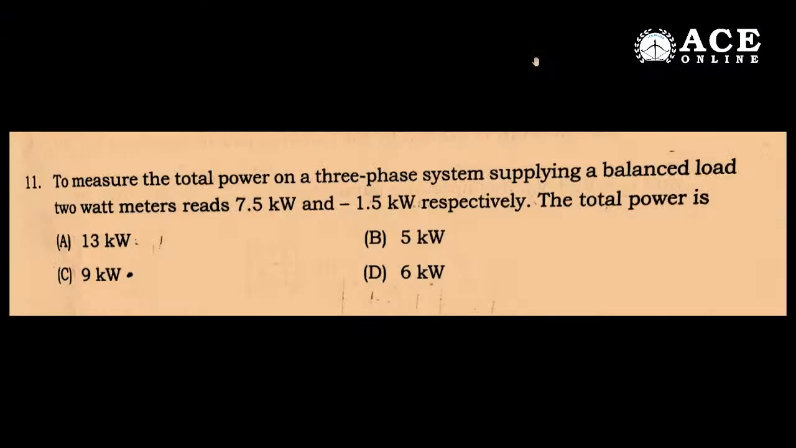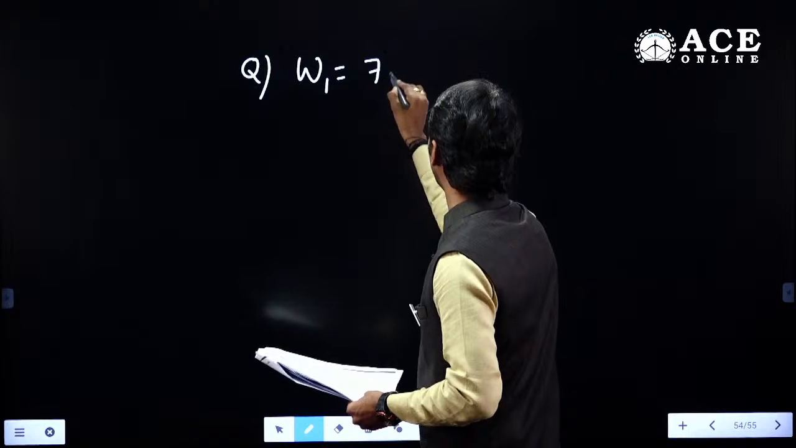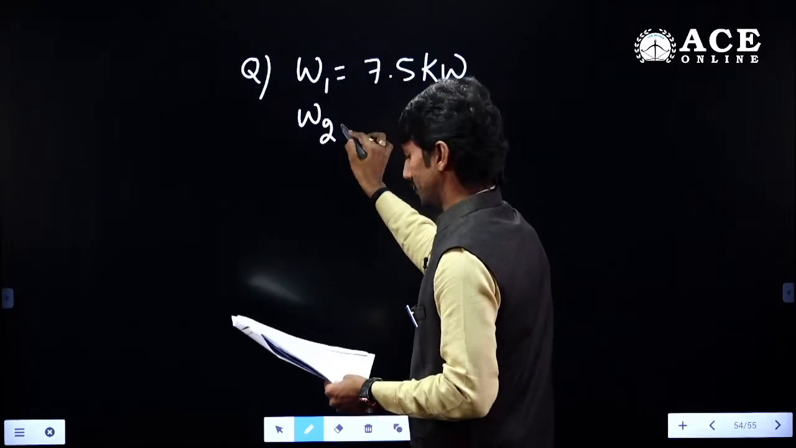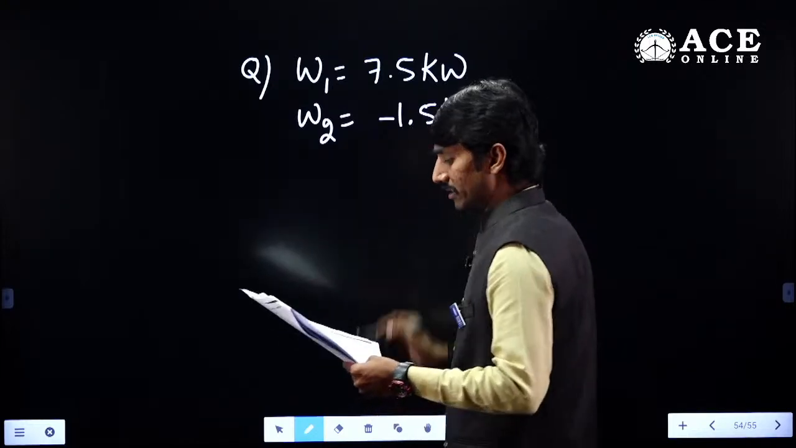To measure the total power on a three-phase system supplying a balanced load, 2 wattmeters read 7.5 kilowatt and minus 1.5 kilowatt respectively. The total power is, this is a simple straightforward question. Here the given data is W1 is 7.5 kilowatt and W2 is minus 1.5 kilowatt. He is asking the total power.